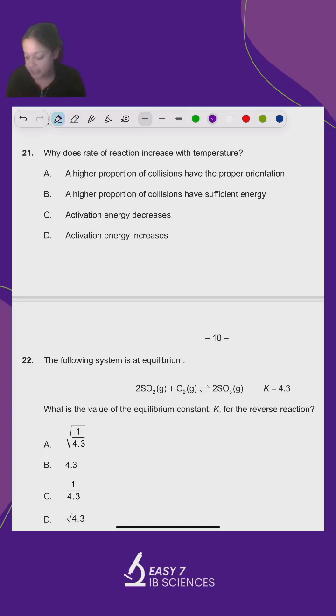So the answer is not A, but I'll give you another chance. So why does it increase with temperature? When we look at rates of reaction increasing or decreasing, we have to think of collision theory. Collision theory says the more collisions, the greater the amount of successful collisions. So if you increase temperature, you're not changing the way that the particles are moving, but you are increasing the kinetic energy.